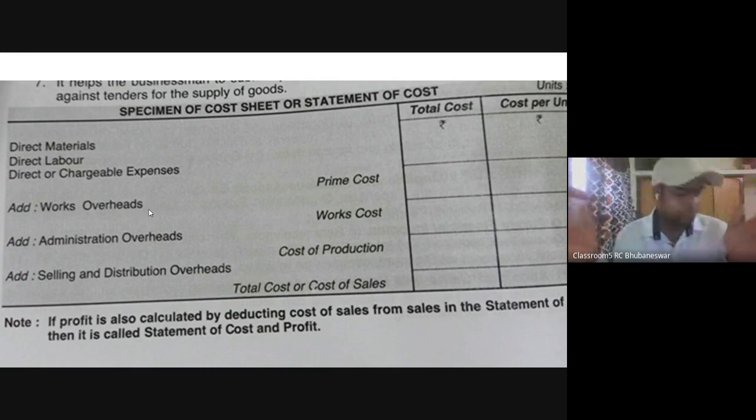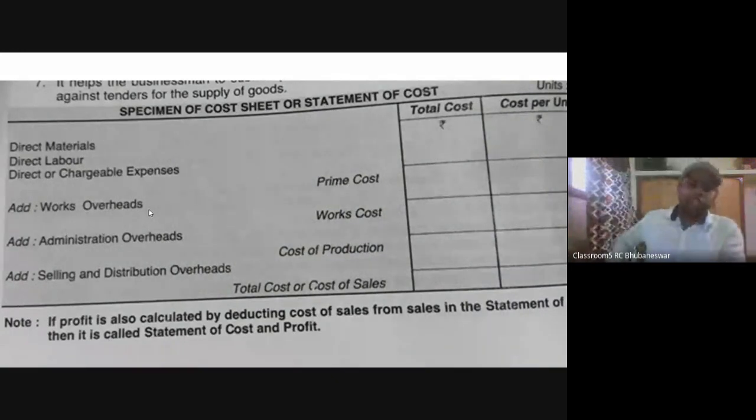Next, we come towards the preparation of cost sheet, which is known as statement of cost and profit. In a company, how is the cost determined? Because the main objective of cost accounting is to ascertain or determine the cost of the product. After determining the cost, it will help us in fixing the selling price, and also help us reduce unnecessary wastage and control cost.